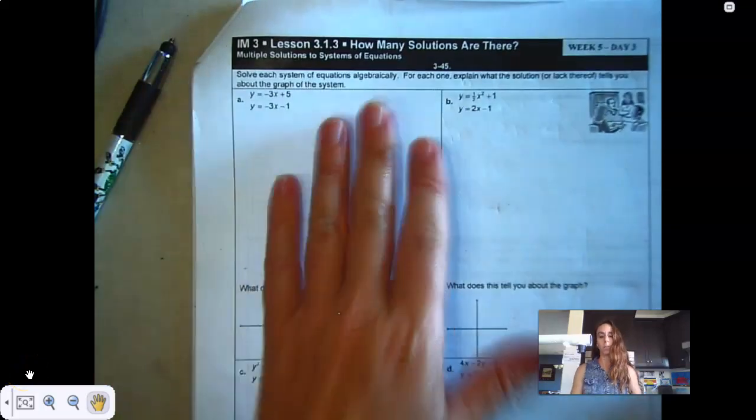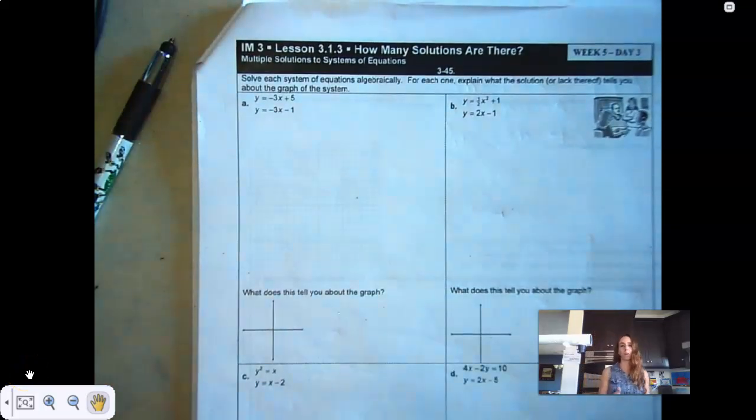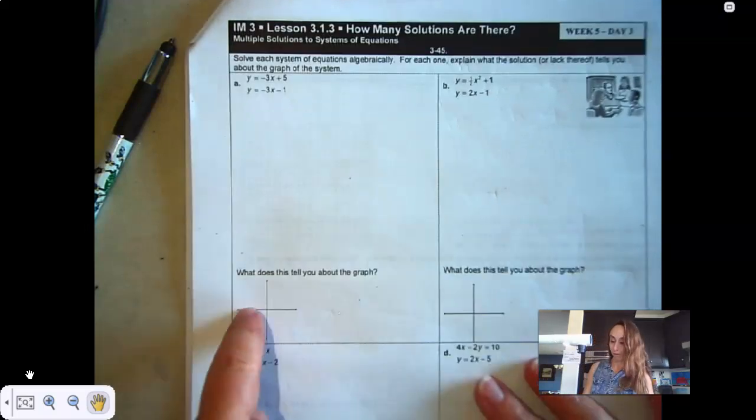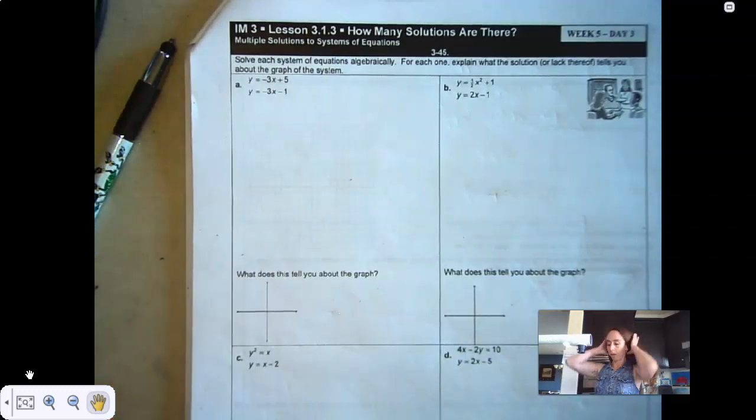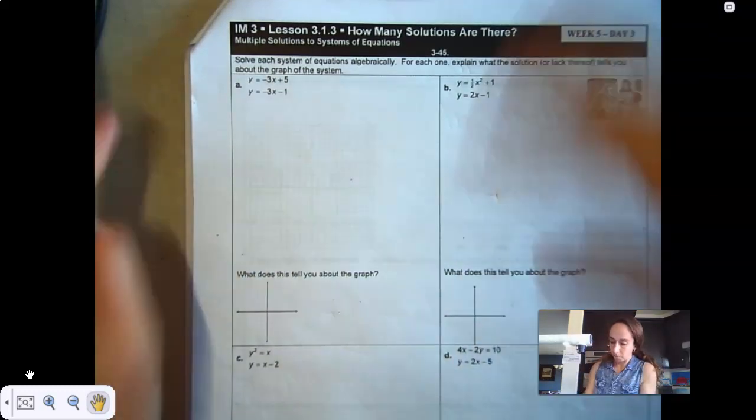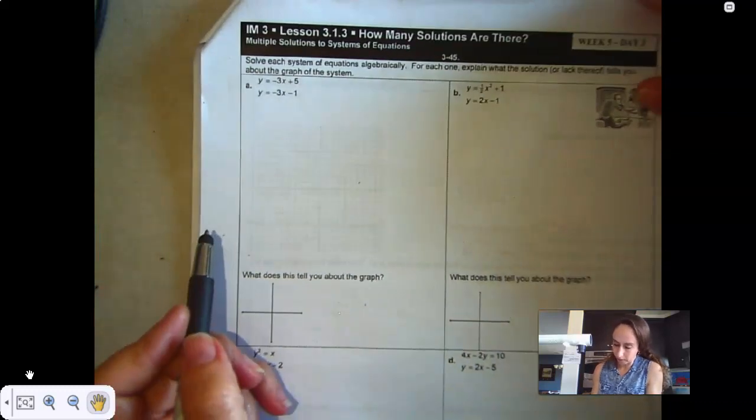So this is going to be a continuation of even what we did before. We talked about how many solutions. We've talked about how to do it graphically, using a table, using algebra. We're just going to continue that, okay? So if it says solve each system algebraically, let's do that.